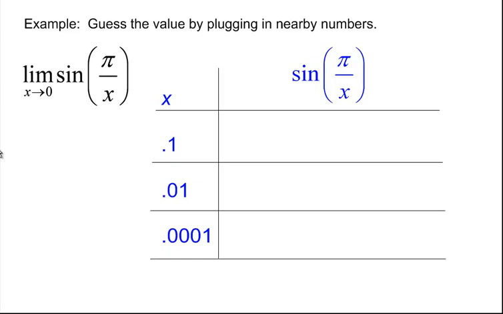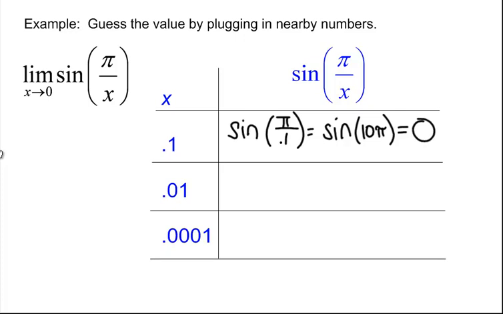So if we go ahead and plug those into sine, we are going to get sine of pi over a tenth, which simplifies to sine of 10 pi. And we know that any integer times pi, if you take sine of that, you get 0. So this is going to be 0. And now let's do the same thing for 0.01. We're going to have sine of pi divided by 0.01, which is going to be sine of 100 pi. And again, that's an integer times pi, so sine of that is going to be 0.